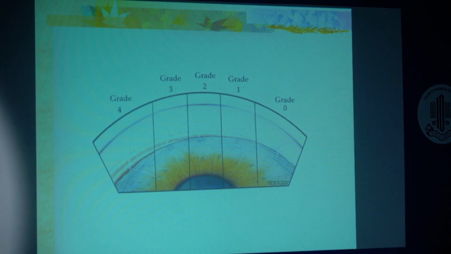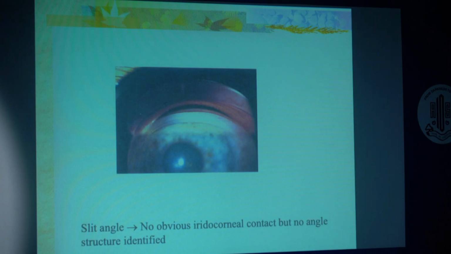See grade 0, you know that the angle wedge doesn't meet. When the two wedges meet, they correspond to the Schwalbe's line. So this is the way all of us normally follow. What is a slit angle? There is no obvious vertical contact, but no angle structures are identified. Slit angle, extremely high closure cases.